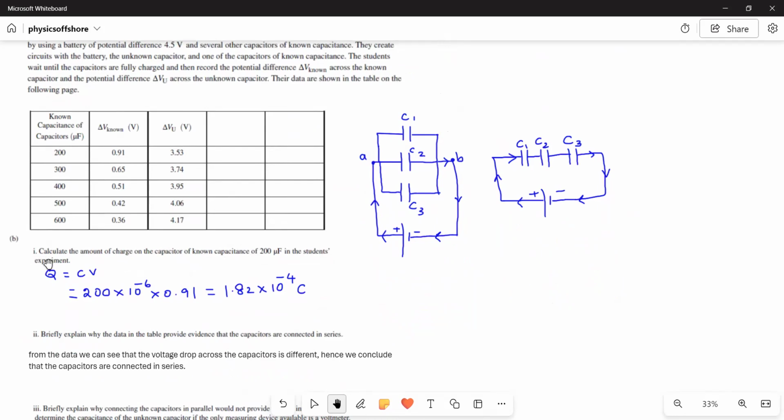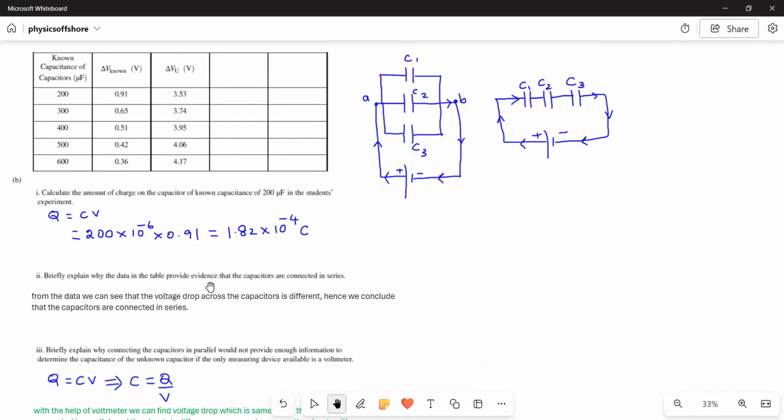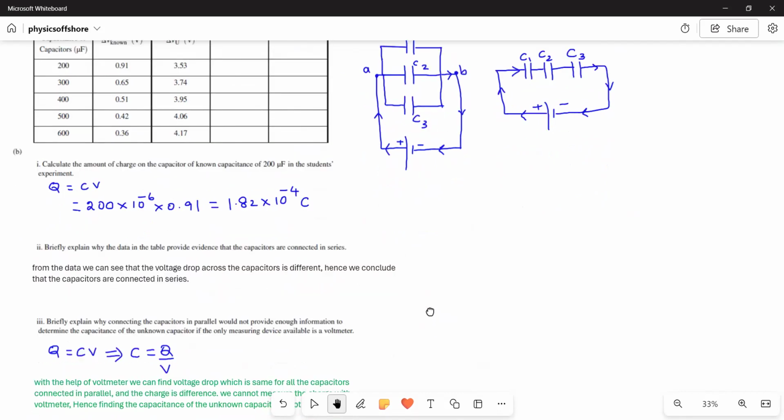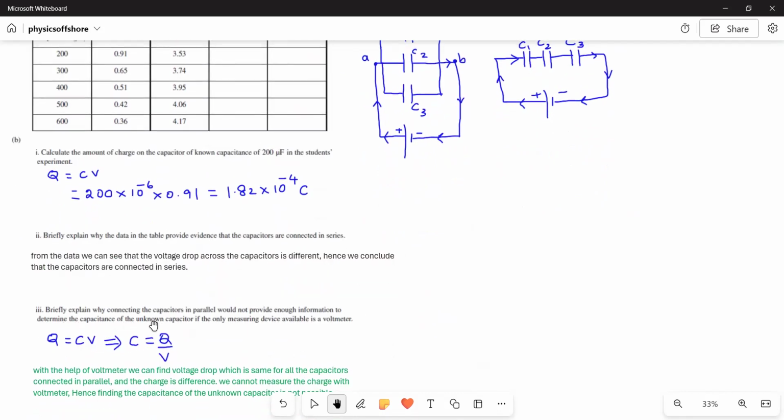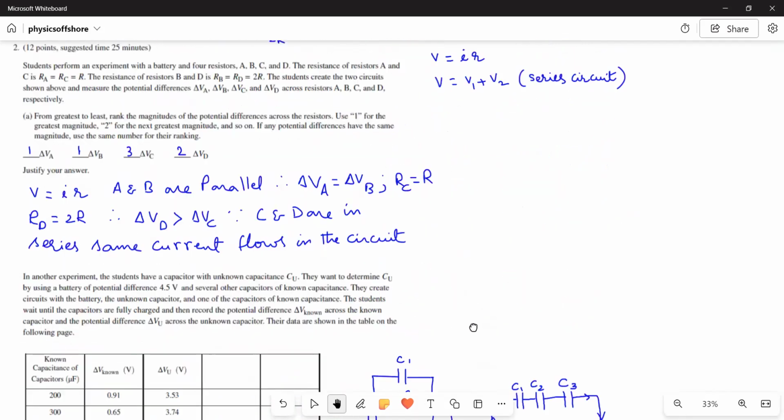Next part: calculate the amount of charge on the capacitor of known capacitance of 200 microfarads in the students' experiment. Briefly explain why the data in the table provide evidence that the capacitors are connected in series. Briefly explain why connecting the capacitors in parallel would not provide enough information to determine the capacitance of the unknown capacitor if the only measuring device available is a voltmeter. That's it. Now let us start doing the problem.